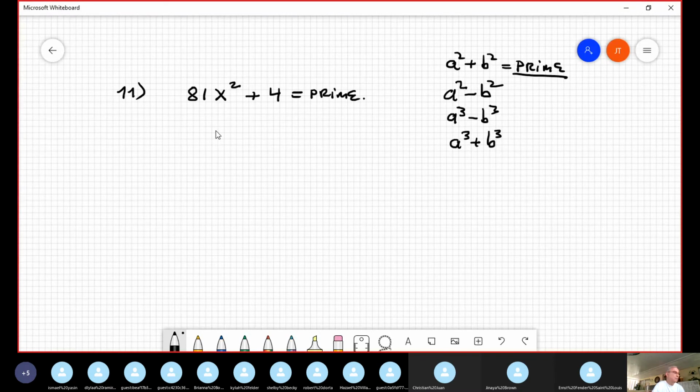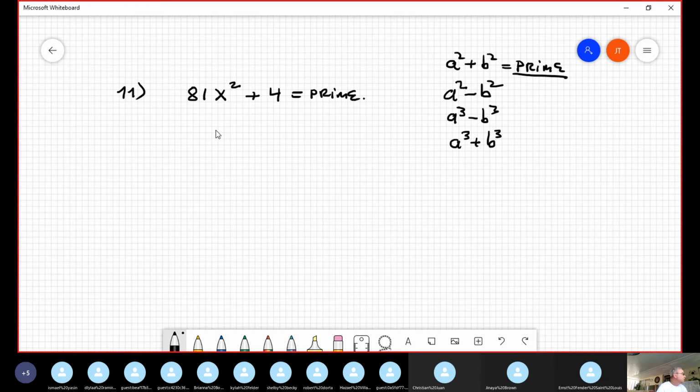Do you understand? 81 and 4. Yes, sir. 81 and 4 are perfect square numbers. The exponent in the variable x is an even number, 2. Nice. But it's plus in between, so it's a sum of squares. We cannot do anything. It's prime.